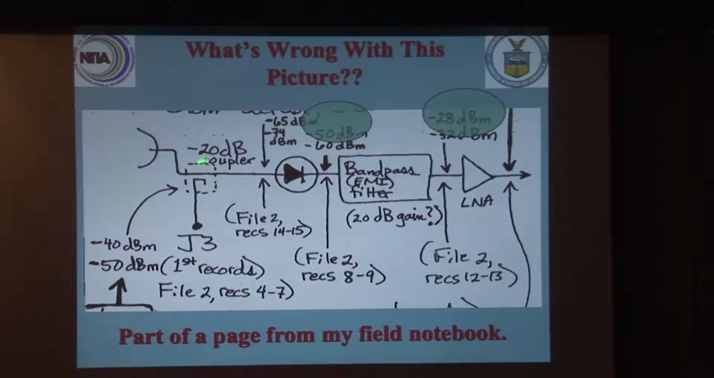File 2, records 4 through 7 were taken right here at a coupler, right after the parabolic antenna, a 20 dB coupler. And we measured right here, and we measure here at the input and output to this passive diode limiter. We see minus 50 dBm here, minus 60, depending on how we did the measurement. But then we go to the output of the filter, and we see more energy than we had coming in to the filter. And the filter is a passive device.